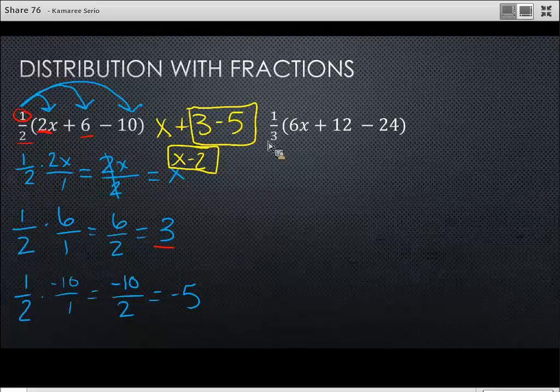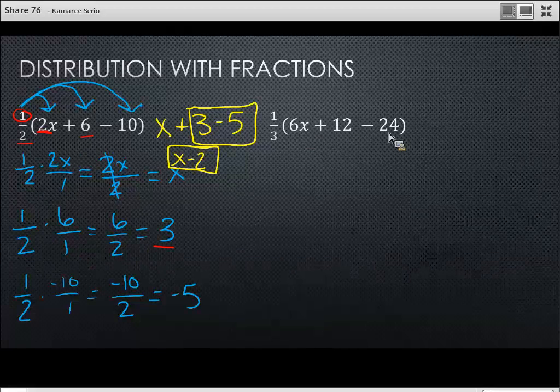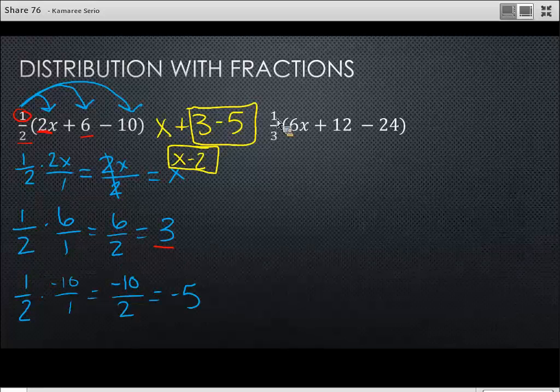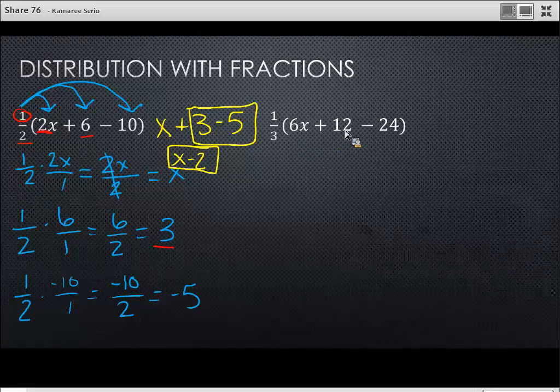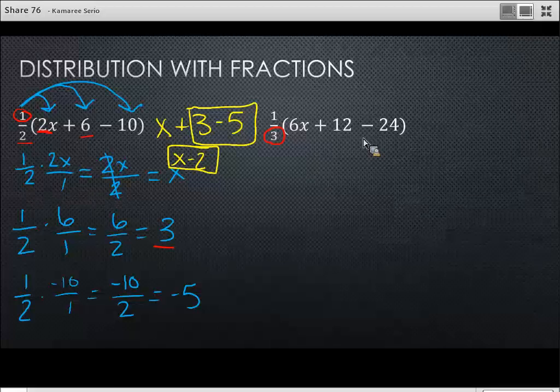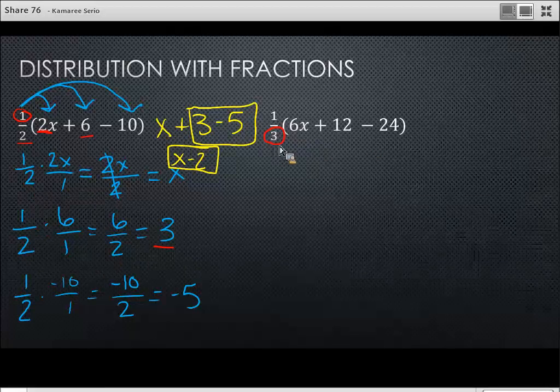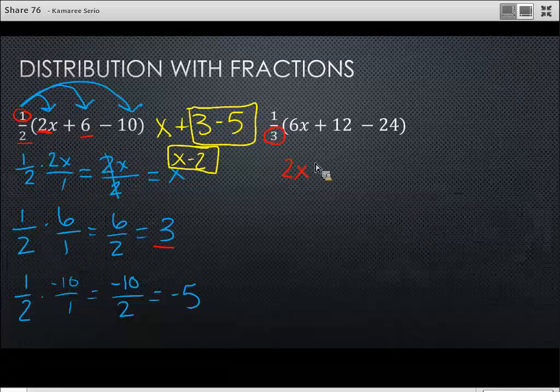So if you can visualize it this way, any number that you have in here, you're just going to replace it with this 1, because any number times 1 is itself. Essentially what you're doing is dividing every single one of these numbers by the number in your denominator. Since my denominator here is 3, I'm taking every single one of these numbers and dividing it by 3. So if I have 6 divided by 3, that is 2x.